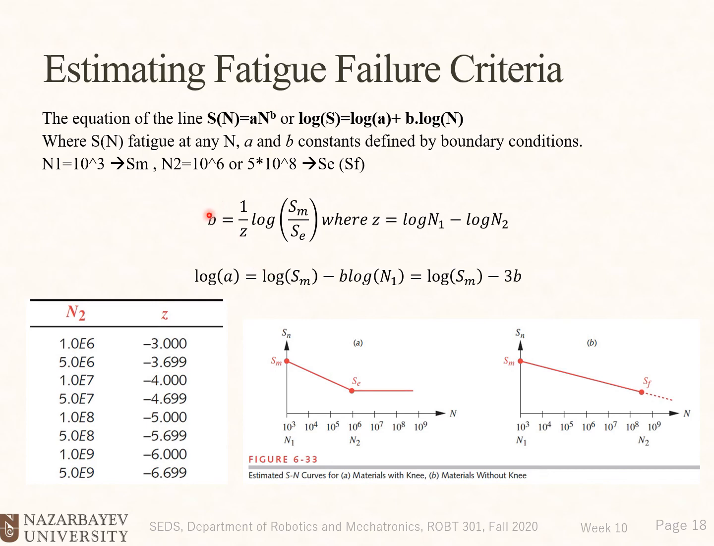The first constant B could then be calculated by this formula: the logarithm of Sm divided by Se, divided by Z, where Z is the logarithm of N1 minus the logarithm of N2. For example, when N1 is 1000 and N2 is 1 million, then Z is minus 3. The logarithm of 1000 is 3 and the logarithm of 1 million is 6. So 3 minus 6 is minus 3.